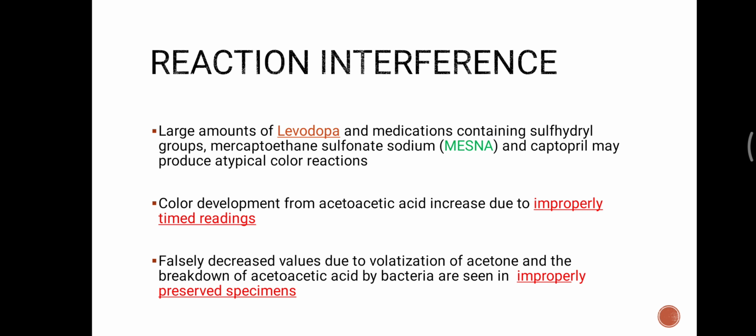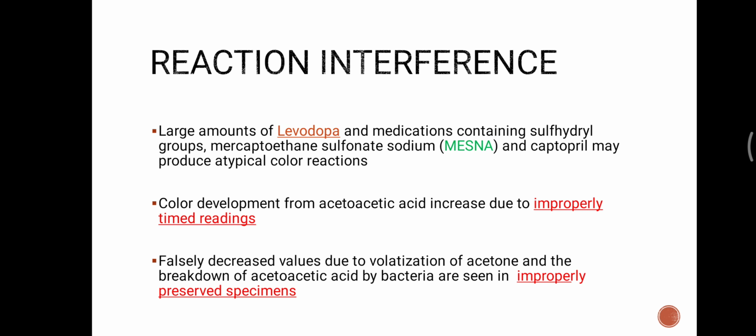Large amounts of levodopa. When we say levodopa, it is also known as L-dopa, and it is an amino acid that is made and used as part of the normal biology of some plants and animals, including humans. So the color development from acetoacetic acid increases that will result in false positive result from improperly timed readings.